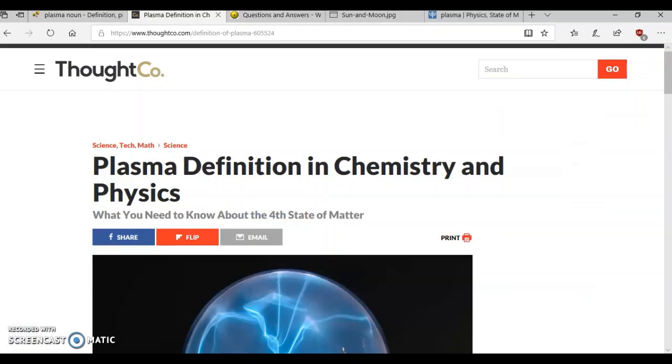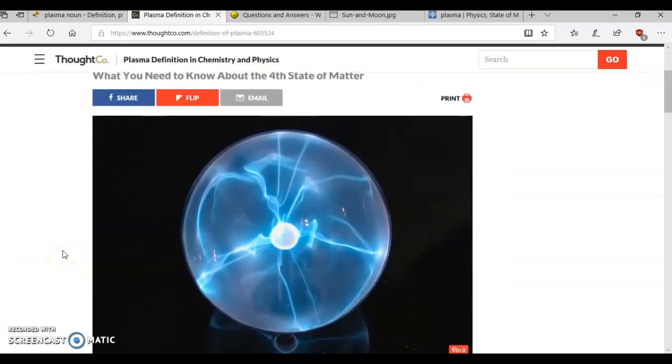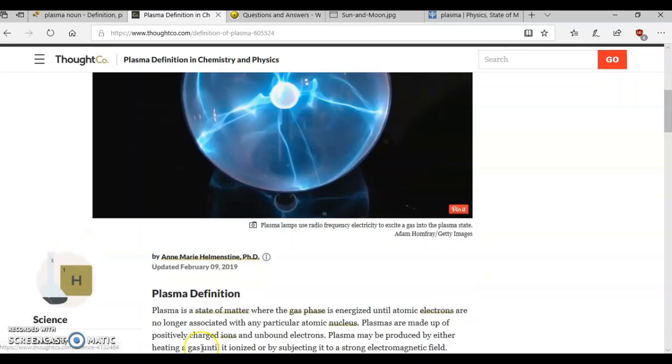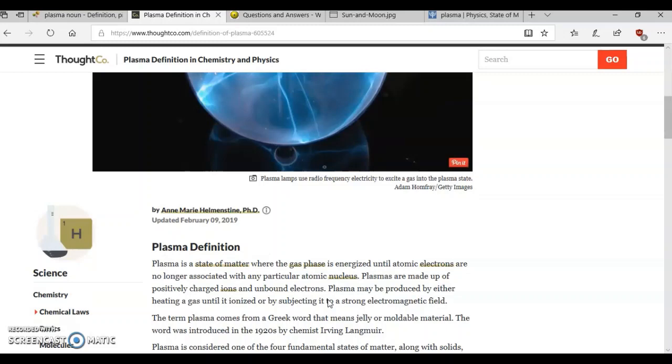From thoughtco.com, the article entitled Plasma Definition in Chemistry and Physics, what you need to know about the fourth state of matter, and has a picture of a globe, and the article is by Anne-Marie Helmenstein, PhD, so I'm sure she knows what she's talking about.